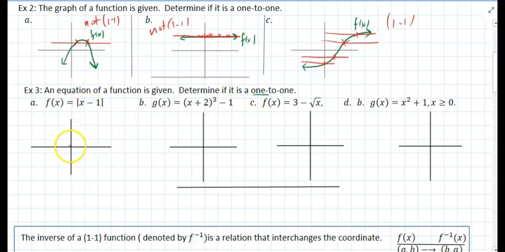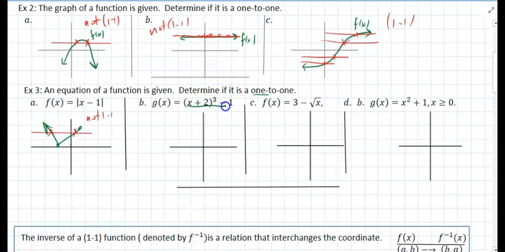I sketch a graph: a parabola shifted 1 unit to the left. That kind of reinforces my knowledge of graphing. And I use the horizontal line test, and I notice this is definitely not one-to-one. And that's how we do this. Fairly simple. Graphing should be beyond us now. We should be able to graph anything in no time.